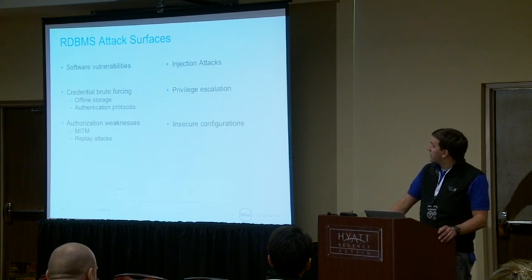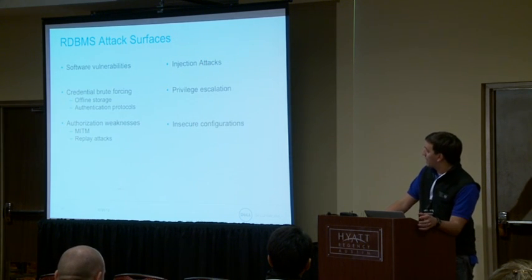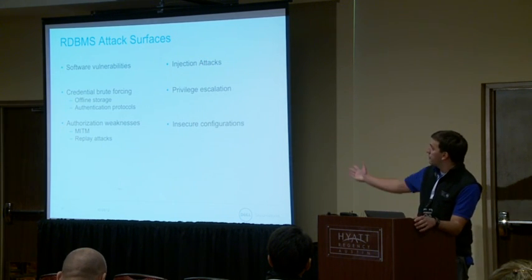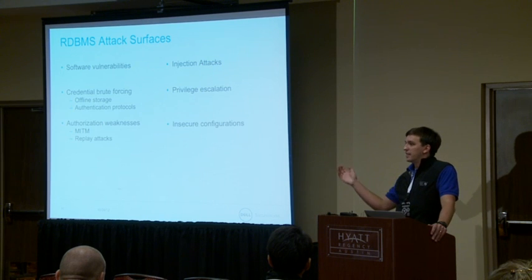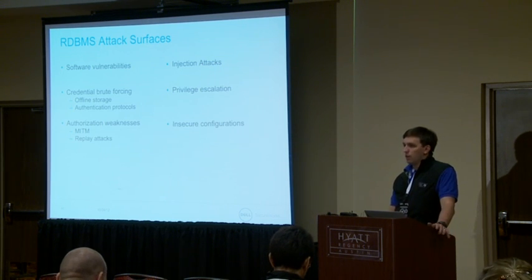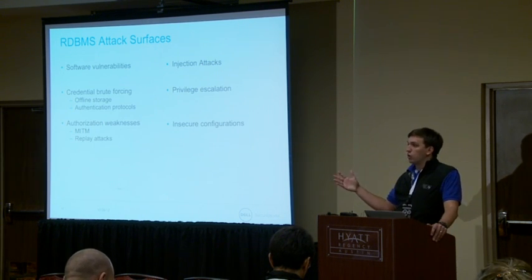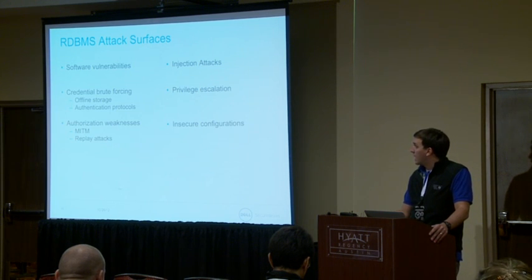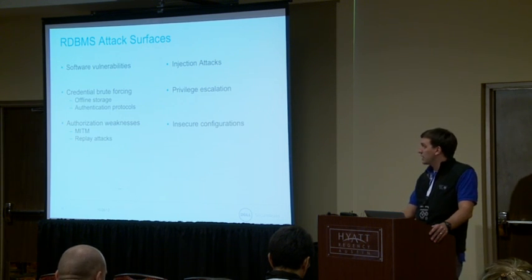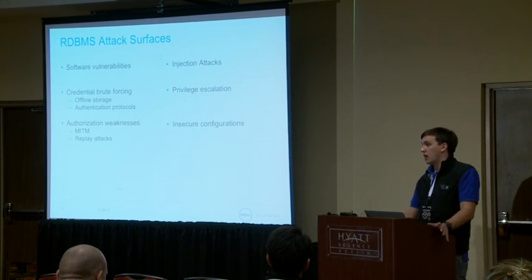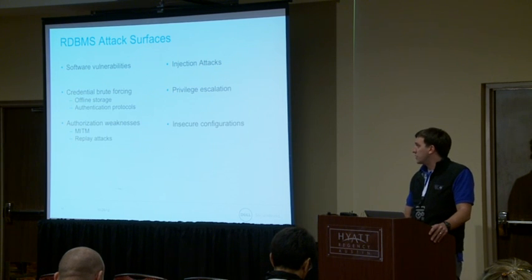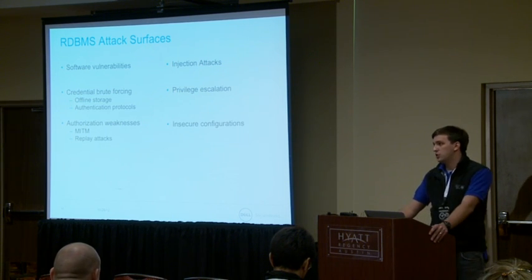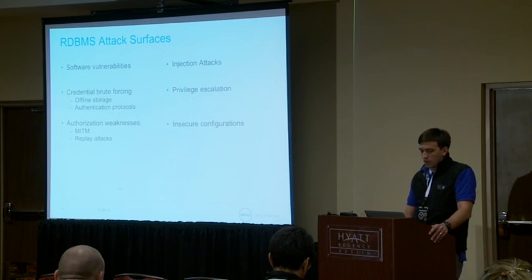Now, in terms of attack vectors, y'all will recognize a lot of these. This is pretty straightforward. Right at the top, we have injection attacks. Injection in general is number one on the OWASP top 10. We've got issues with privilege escalation and credential brute forcing, which affect a variety of different environments. We've got authorization weaknesses, and then generic software vulnerabilities.